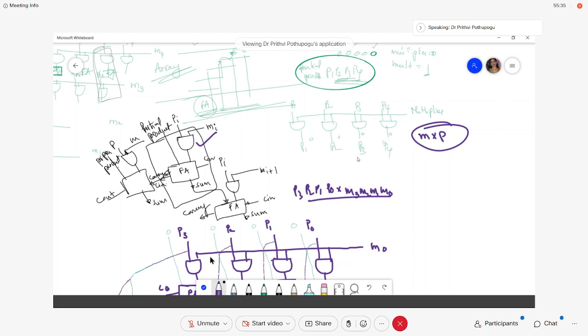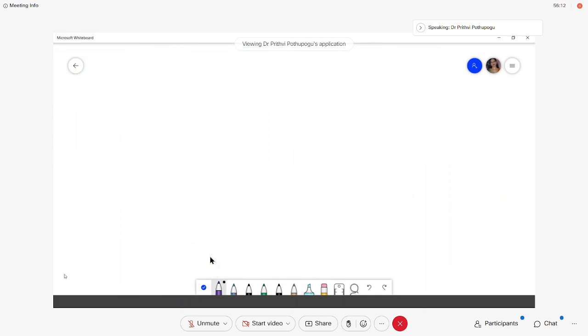So this is related to one type of multiplication, taking the complete partial products and the full addition methodology. Another multiplier we have is the sequential multiplier. This sequential multiplier is a little bit simpler, wherein we try to use the concept of right shift and add.